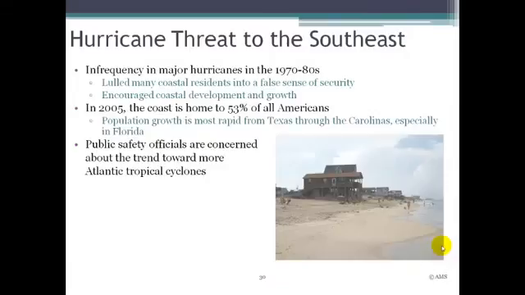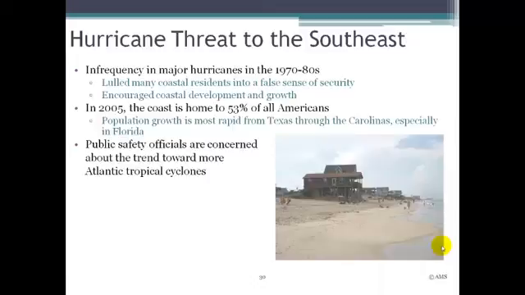The hurricane presents a particular threat to the southeastern United States. There was a lull of hurricane activity in the 70s and 80s that gave people the sense that it was safe, that you don't have to really deal with hurricanes in these areas. And it encouraged development along the coast, and a lot of people moved and houses were built. And in 2005, the East Coast, Southeast Coast specifically, is home to 53% of all Americans.